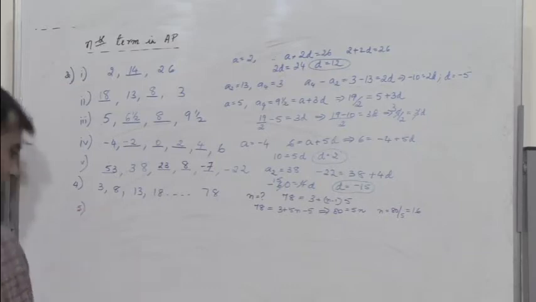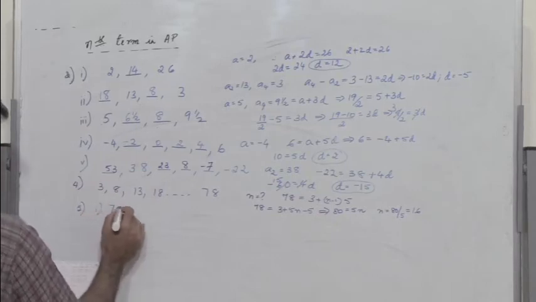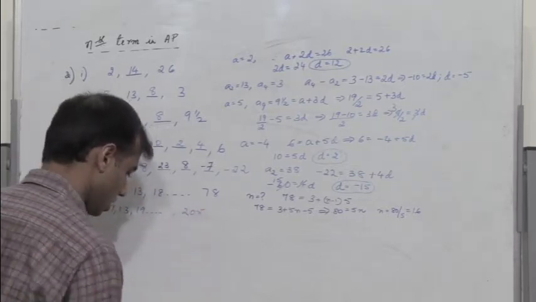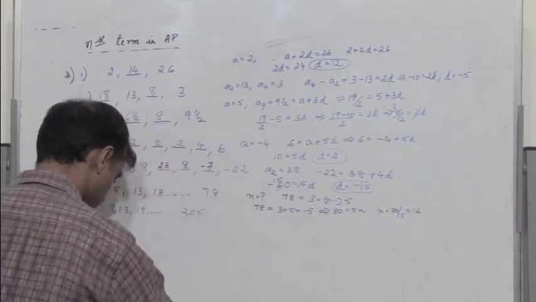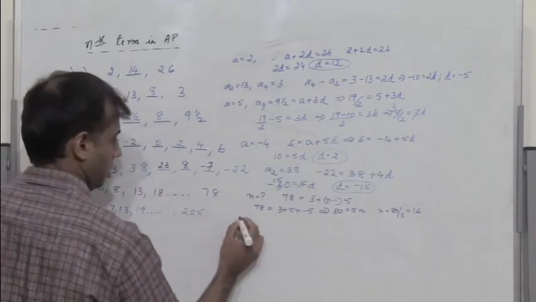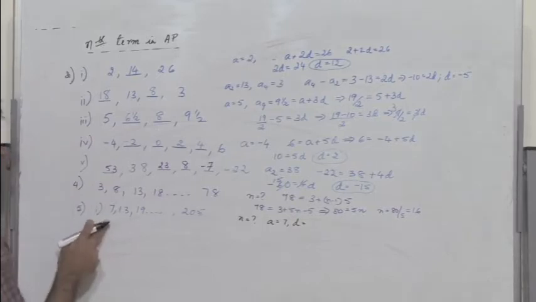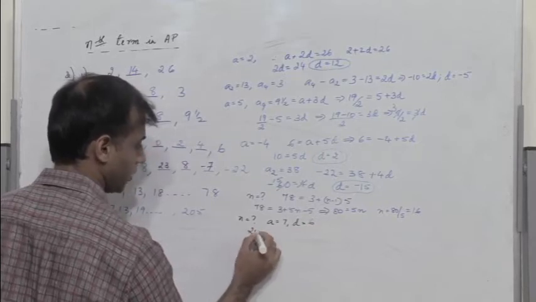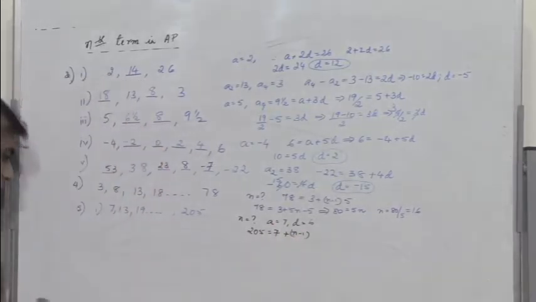So next, problem 5, in that find the number of terms wherein we have the sequence 7, 13, 19, and then you have 205. So here we need to find the number of terms which are present. So again, n is question mark, a is 7, d is 13 minus 7, which is 6. So an is 205 equals a, which is 7, plus n minus 1 into d. So d happens to be 6.